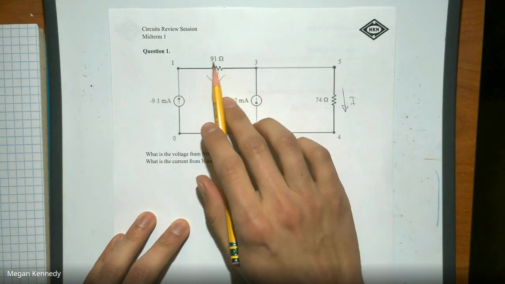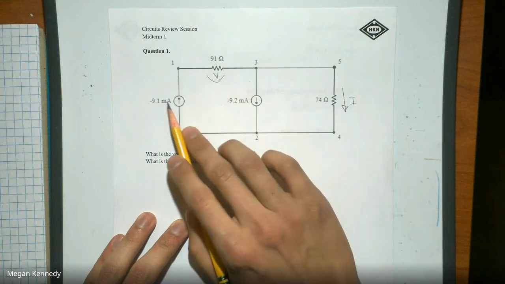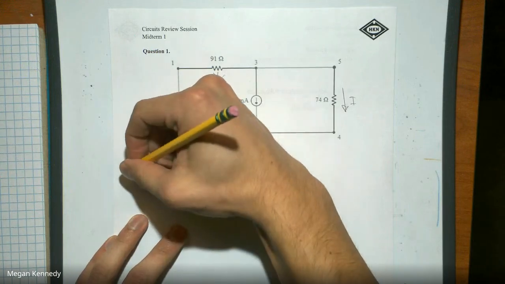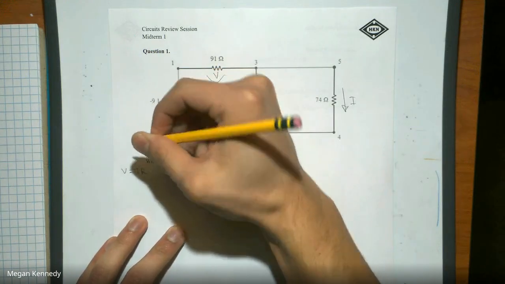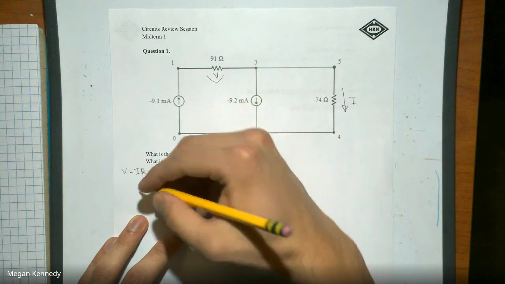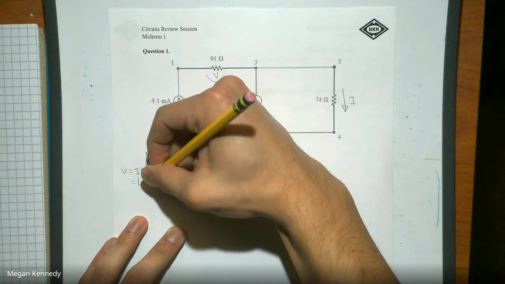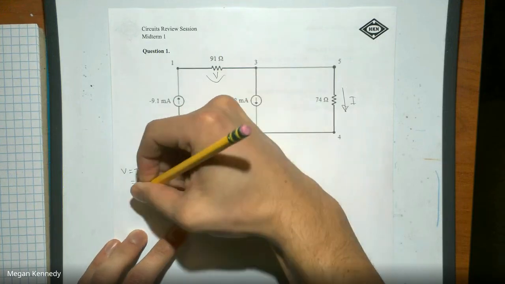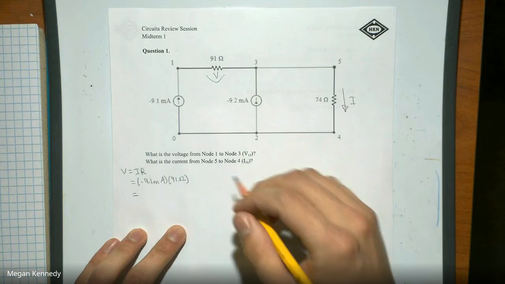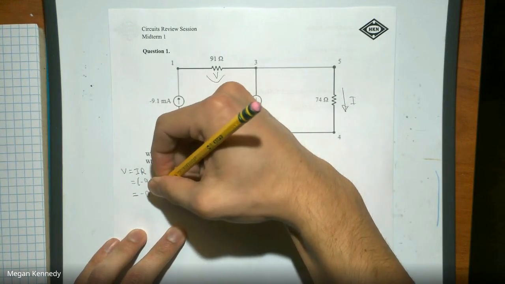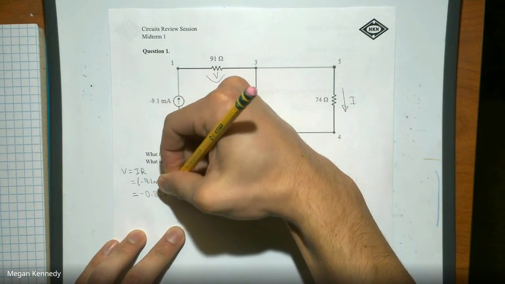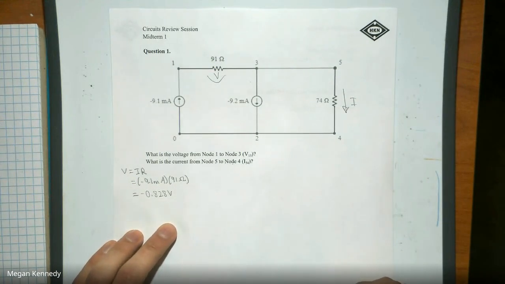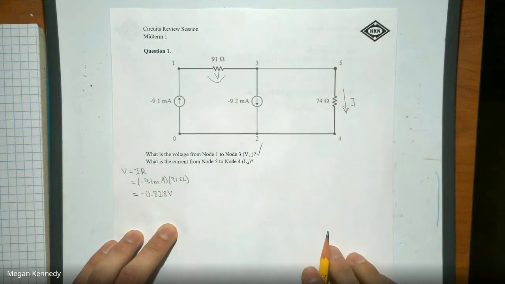Since we know this resistance is 91 and we know the current this way is negative 9.1 milliamps, the voltage drop across this resistance is pretty straightforward. It's just an Ohm's law equation. This voltage drop is the current across this resistor. Again, our current is 9.1 milliamps and our resistance is 95 ohms. Punch that into your calculator and you get negative 0.828 volts, or 828 millivolts if you prefer that. And so that is our answer for question 1.